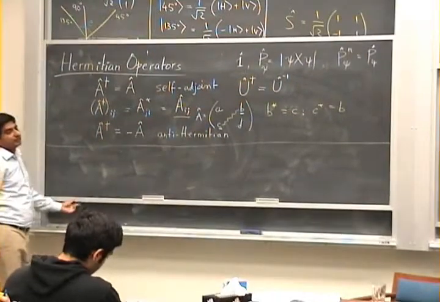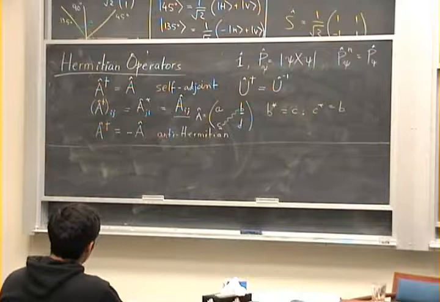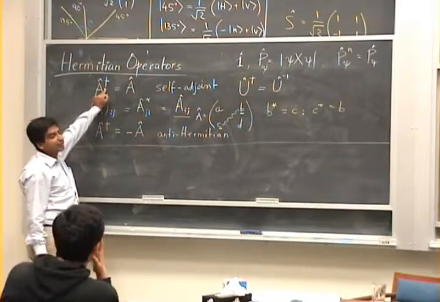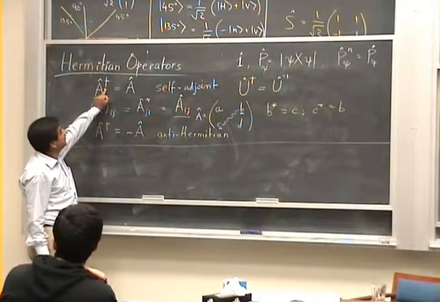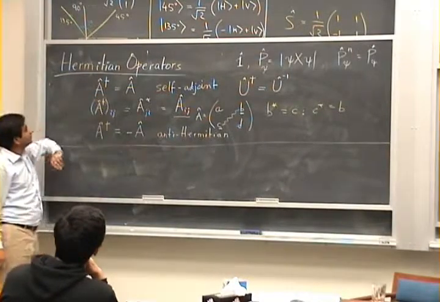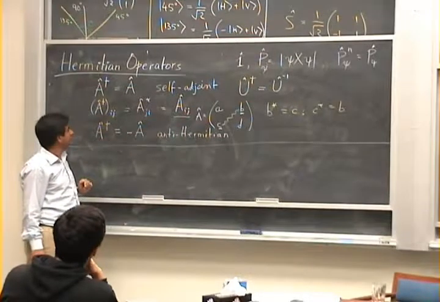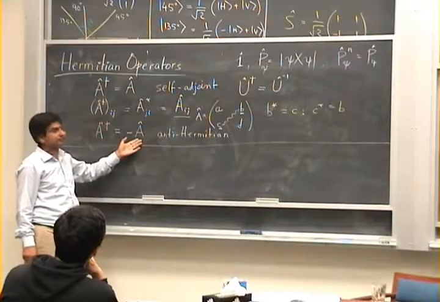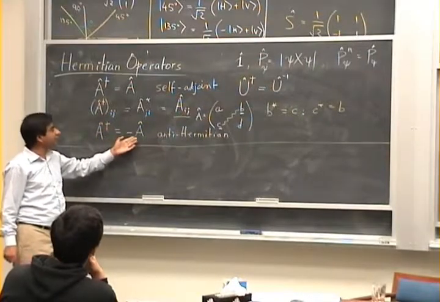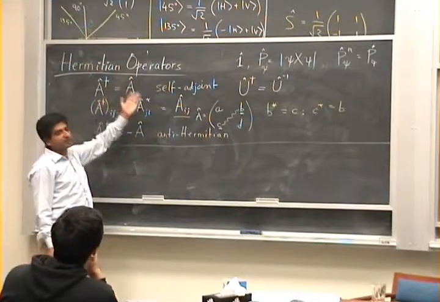Sir? Yes. Just before, the Hermitian operator is just that its conjugate is equal to the original operator? Sorry? It's the adjoint. The adjoint is not the same as the complex conjugate of an operator. Okay? If A dagger equals minus A, it is anti-Hermitian. If A dagger equals A, it is Hermitian.